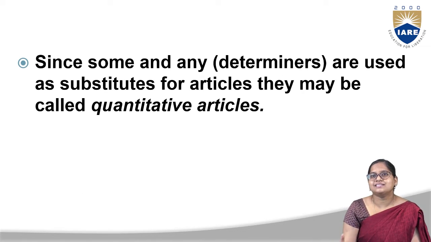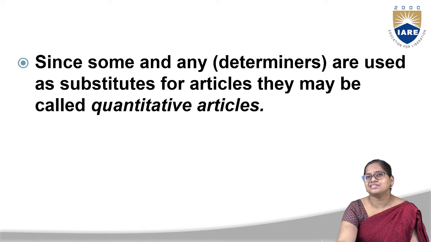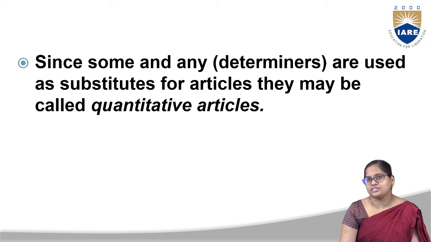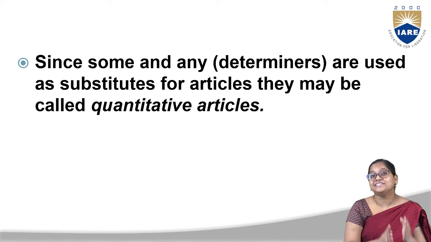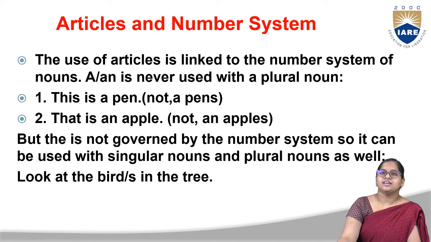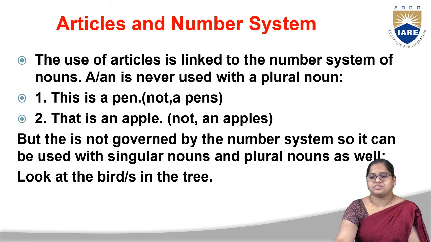Next, since some and any are used as substitutes for articles, they may be called quantitative, as we have just discussed. Like these are determiners. So you determine them and you quantify them. And so that is why they are called quantitative articles, like articles and number system.